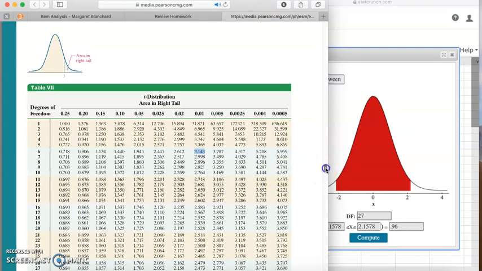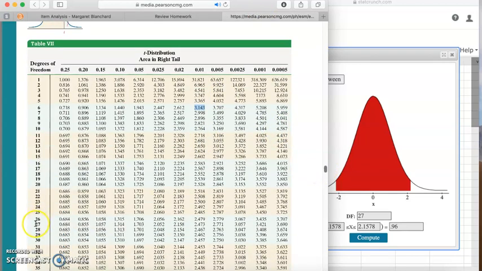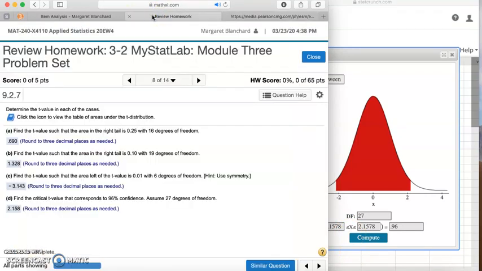Let's again double check that over here. We have 27. What do we say? 96%. So that means we want 0.02 on either side. So we don't have that exactly, but we can kind of see where it's at. 0.03 would be right around here, but a little bit on this side, right? So we're looking at 2.052, which is very close to that. So that tells us that we're in the right area using the table.